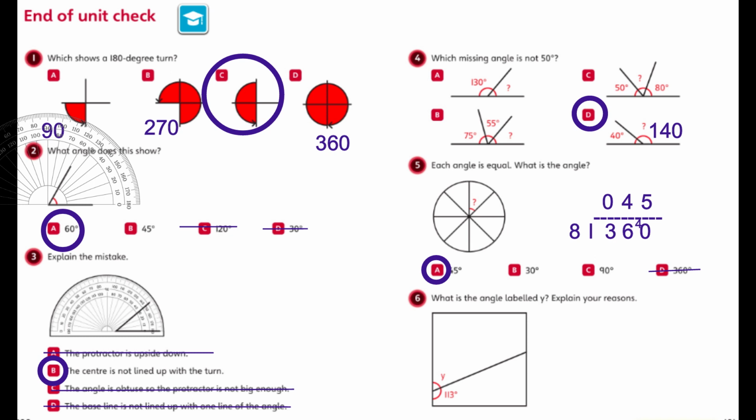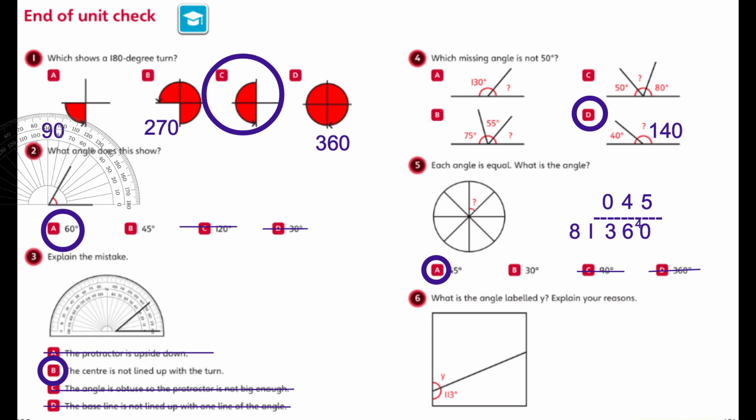Also, it couldn't be 90 because we know 90 degrees is a quarter turn, so there's only 4 of those in a 360 degree turn. So it couldn't be that because we see 8 sections there. So once we narrowed it down, the answer would have had to be either A, 45, or B, 30. And when we worked it out, we saw that the correct answer is, of course, A.